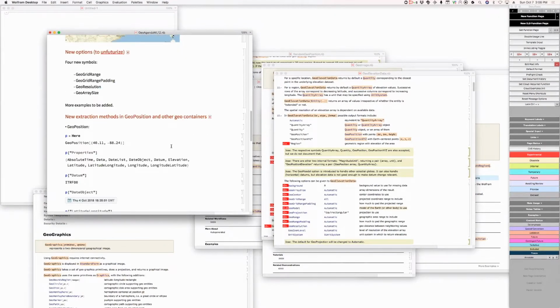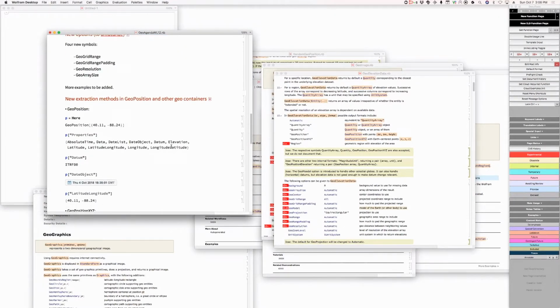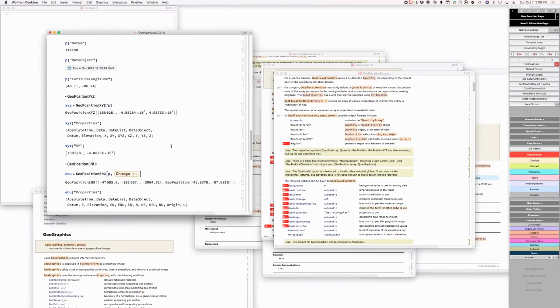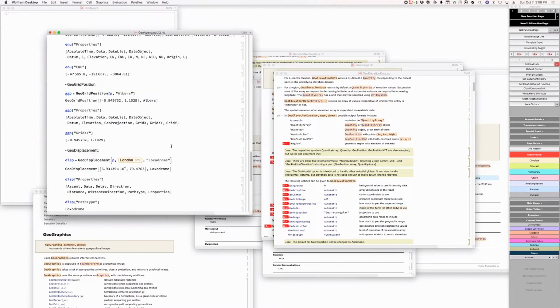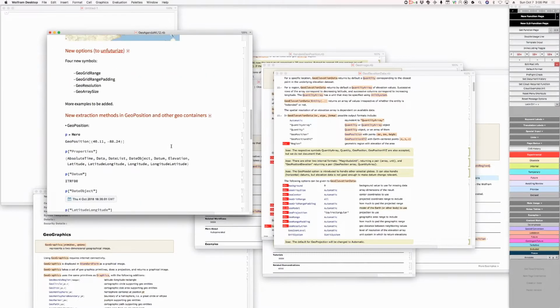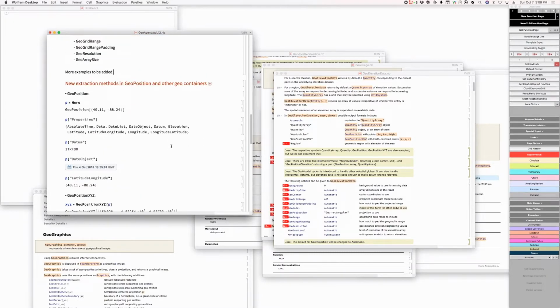Right. Okay. New extraction methods. Yes. So this is also something that has been requested. Easy ways to extract more information from geoposition objects. Yeah, it's a good idea. So now they have methods and it's quite flexible. You can even extract, for example, longitude and latitude reversed, because sometimes you need them in that order, etc. Very nice.